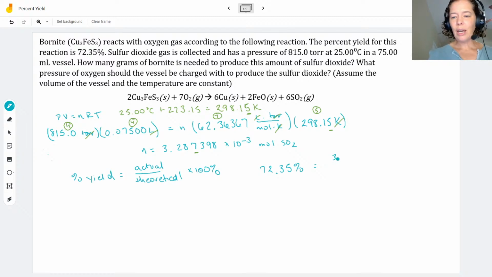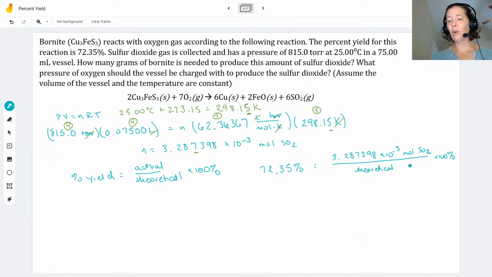So I'm going to put that in my numerator, 287. Again, I am not rounding yet because I don't want to introduce rounding error. That is moles of sulfur dioxide over my theoretical, which I will calculate. And let me squeeze in my times 100%. That is an SO2. So all I'm doing, just like before, is solving for my theoretical yield, except the difference here is it's going to give me a theoretical yield in moles of sulfur dioxide.